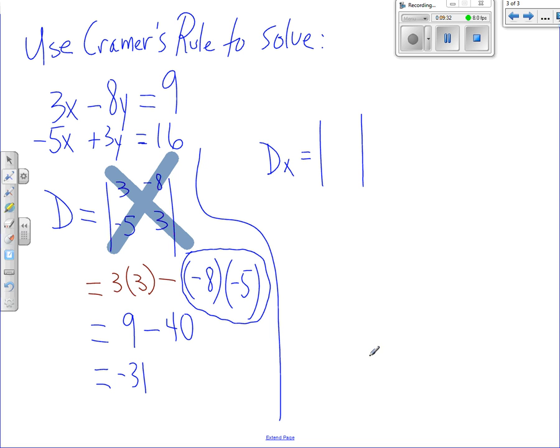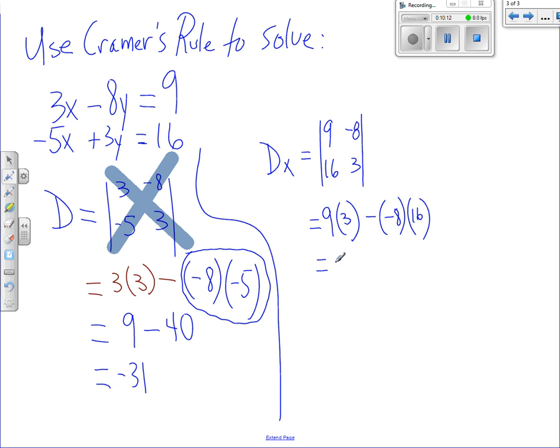Now let's find our determinant of x. Determinant of x we get by dropping in our constants that are on the right, 9 and 16. We want x. We want the determinant of x, so we ignore the coefficients on x and drop in the coefficients on y, negative 8 and positive 3. And we compute that determinant the same way we did this one. We're going to go 9 times 3 minus negative 8 times 16.